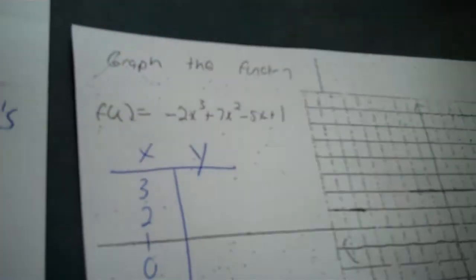Now, I'm going to put 3 in, then I'm going to give you the rest of the answers. These are the inputs. These are the outputs. So I substitute a 3 in for x, plus 1, and then I get negative 5 as my output. Then if I put 2 in, I get an output of 3.